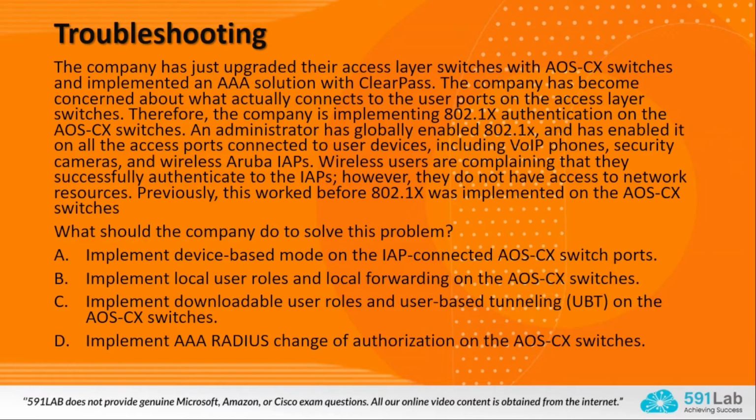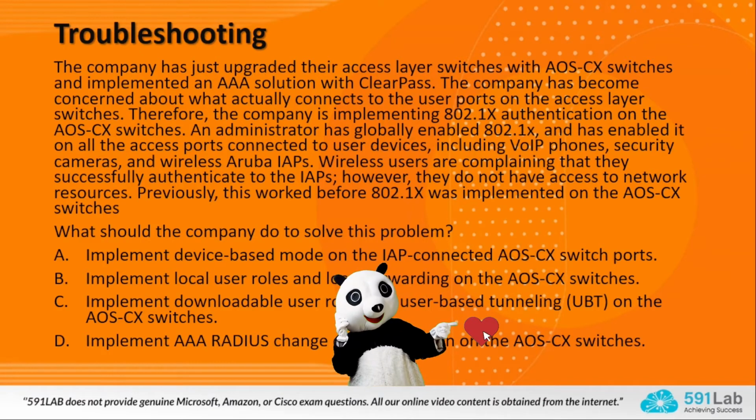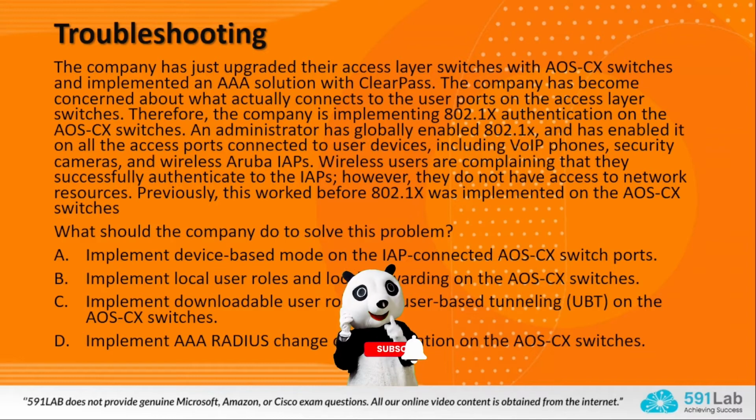Option C. Implement downloadable user roles and user-based tunneling on the AOS CX switches. There is no mobility controller or gateway here to terminate user-based tunnels. So this is wrong. Option D. Implement AAA RADIUS change of authorization on the AOS CX switches. RADIUS change of authorization would be used to change the VLAN assigned to the switch port, but it will not solve the wireless client issue mentioned in the question. So this is wrong. The correct answer is option A.